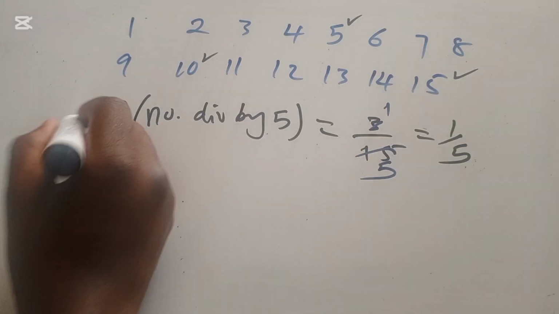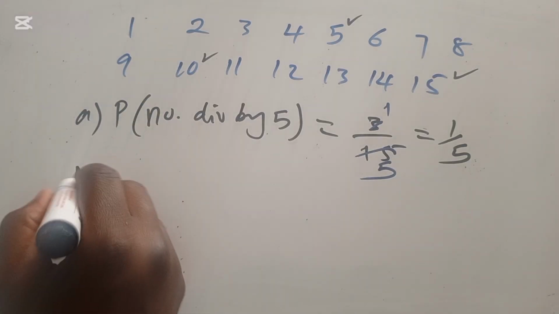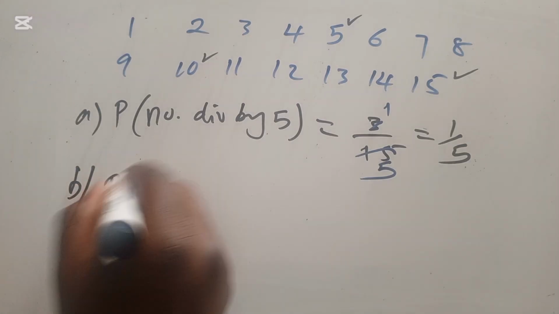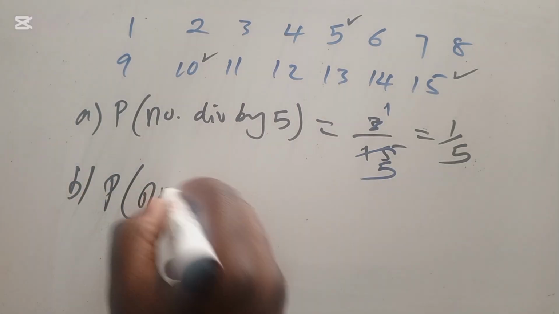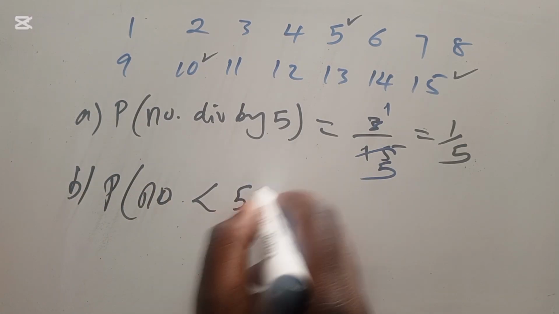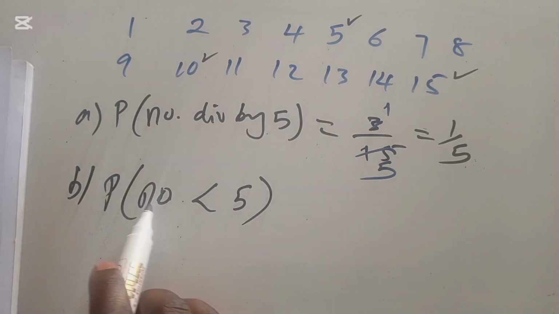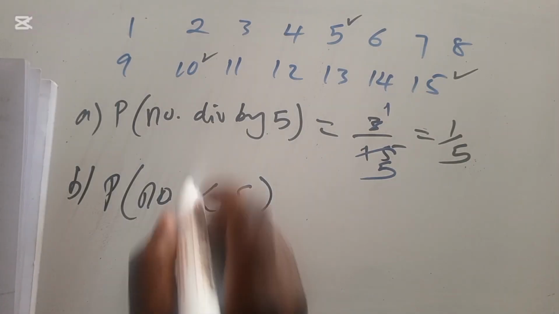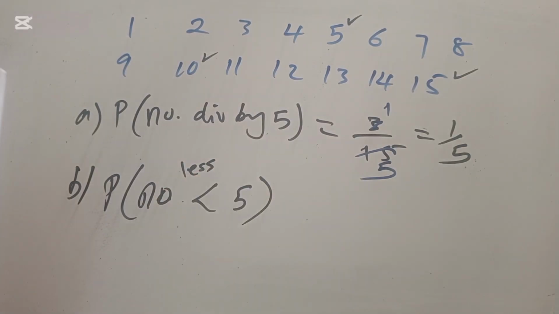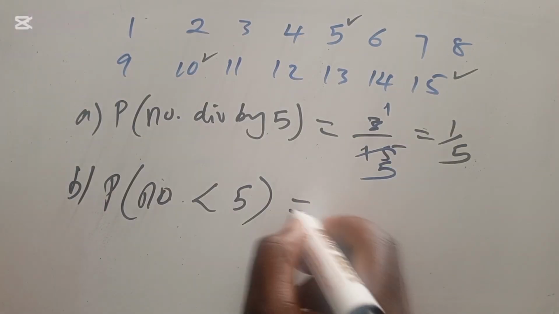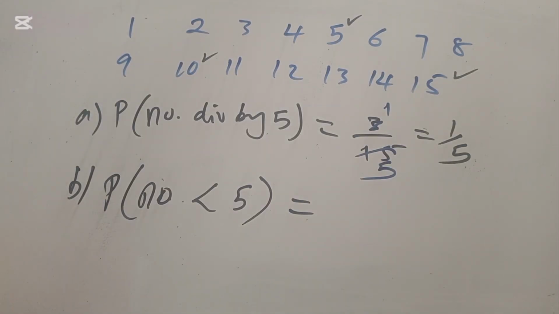It's your final answer. Part B asks for the probability that the number is less than 5. You don't need to write it like me, but it is important to simplify. You don't write everything. You could say number less than 5. But mine is also good. It's actually better.